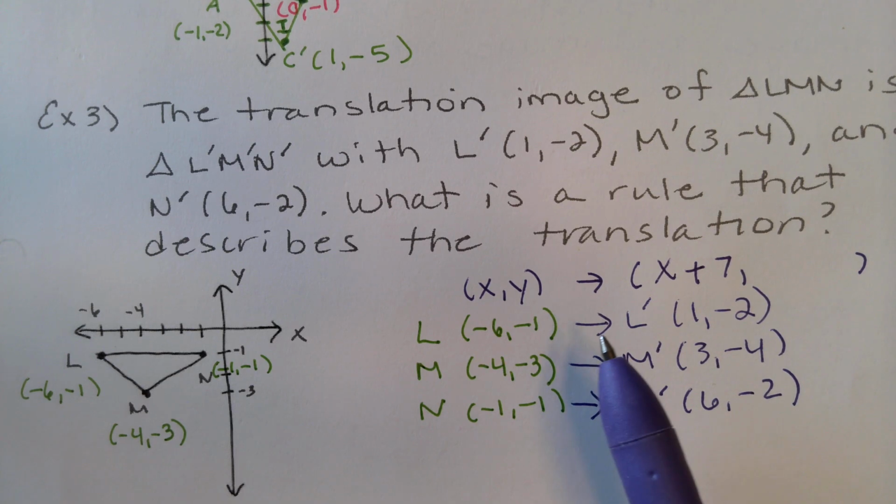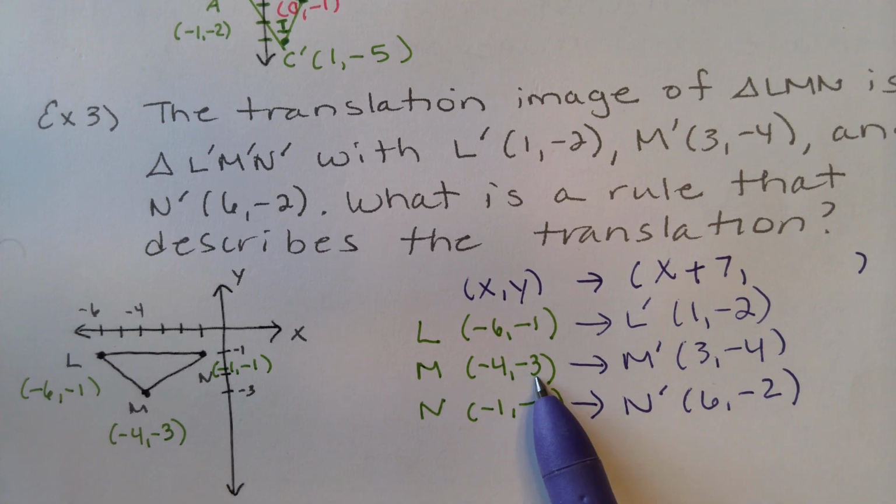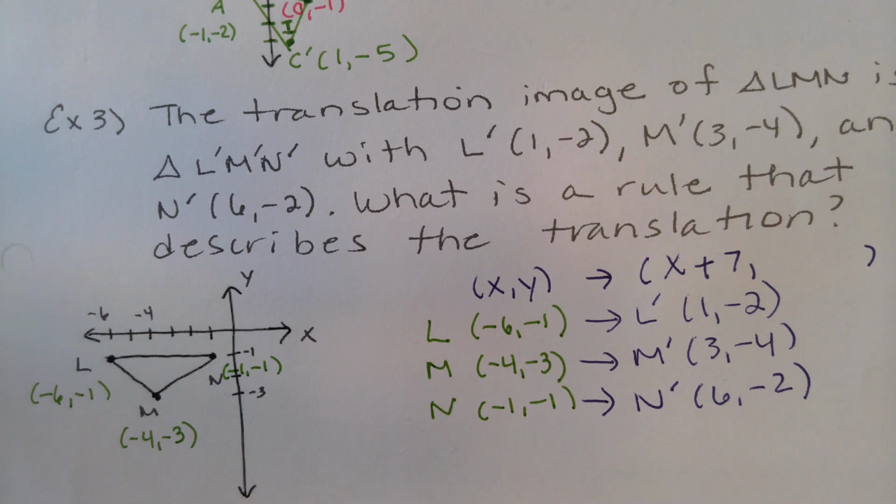Now, let's look at the Y. Here to here, here to here, here to here. What are they doing? That's right, they're going down 1. The Y, in this case, is going down 1. So here is, hey, where's my highlighter? Here is the answer. That's the rule. That's what it means to come up with the rule.